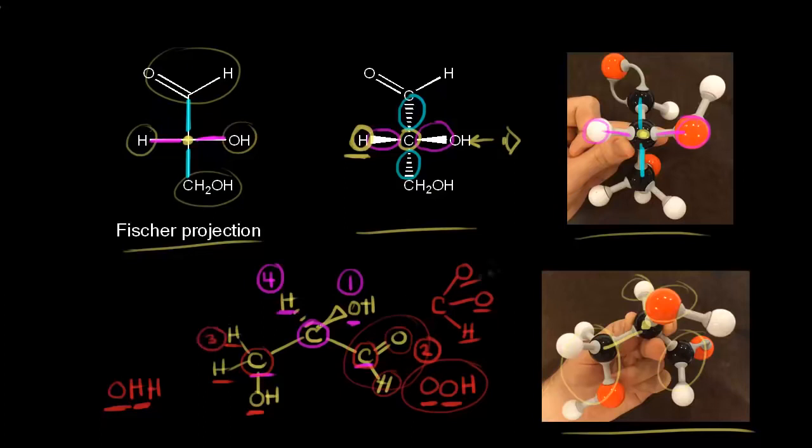So for assigning R or S, we know that the hydrogen is going away from us in space, so we don't have to worry about that. We're done with step 1 and step 2 from the earlier videos. Next, we go around in a circle from 1 to 2 to 3. So we're going around this way, and that is clockwise. And we know that clockwise is R. So the configuration at our chirality center is R.